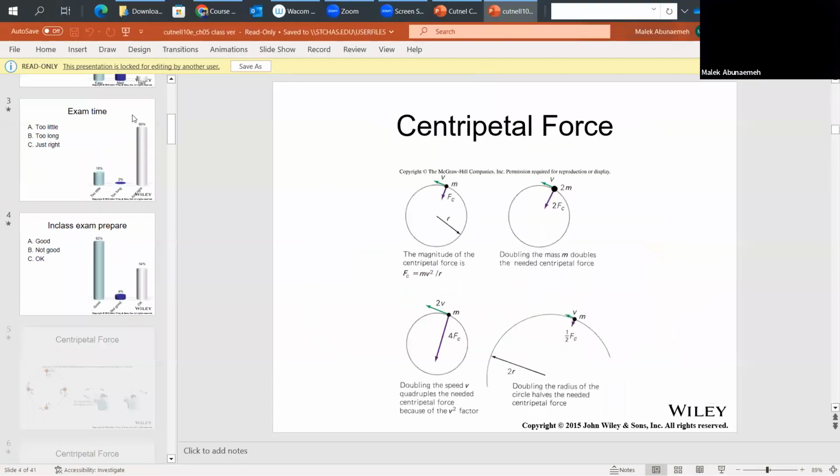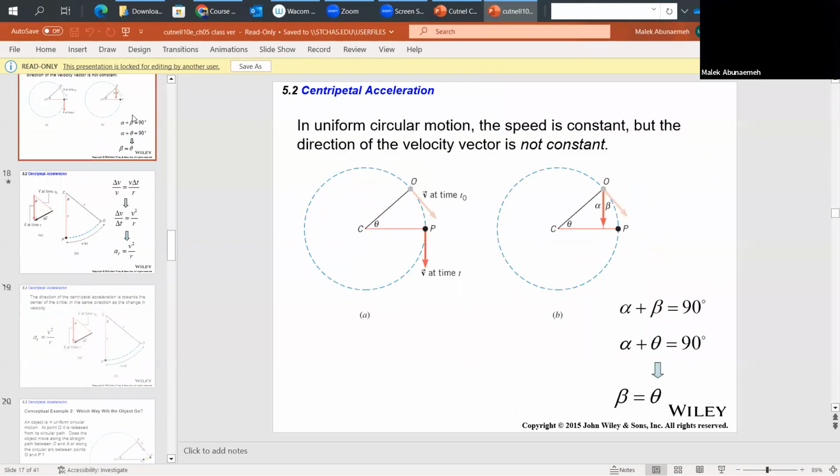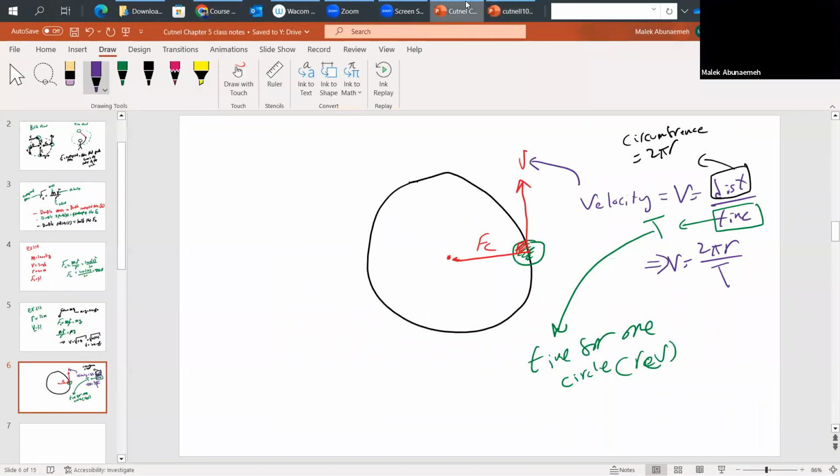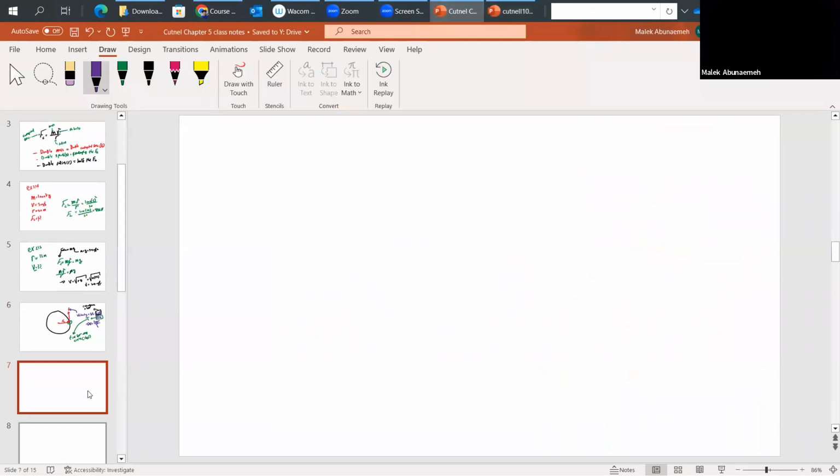So let's say we have a question. A wheel of a car has a radius of 0.29 meters. It's being rotated at 830 revolutions per minute. Determine the speed at which the outer edge of the wheel is moving. So this is called example 1 in my notes. I'm just going to stick with it. So our first piece of information in here is your radius, which is 0.29 meters.